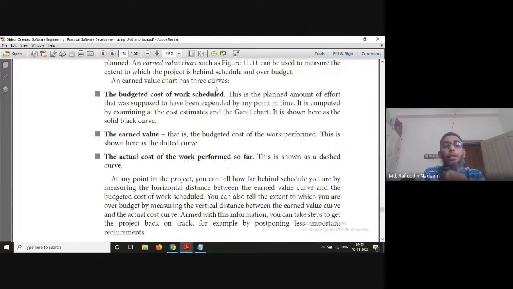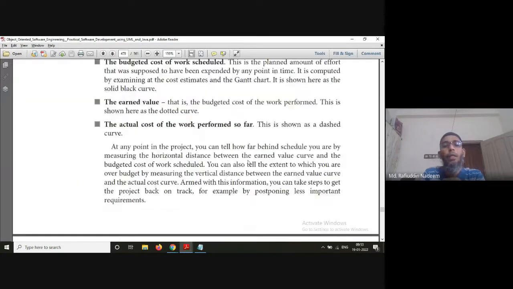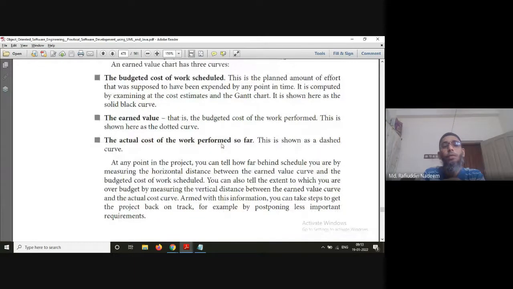Then we have the earned value, that is the budgeted cost of the work performed. The budgeted cost of work performed means how much work has been performed. This is shown by the dotted curve. Then the third one is the actual cost of work performed so far, which is shown by the dashed curve.